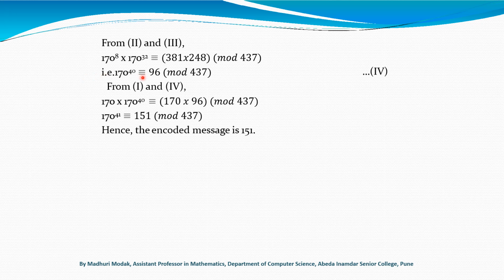But we want 170 raised to 41. So in equation 1, there is 170 raised to 1. So we multiply first and 4. So we get 170 into 170 raised to 40 is congruent to 170 into 96 modulo 437. Again do this multiplication, divide by 437, then we get the remainder as 151. So after dividing 170 raised to 41 by 437, we get 151 as the remainder. Hence, the encoded message is 151.